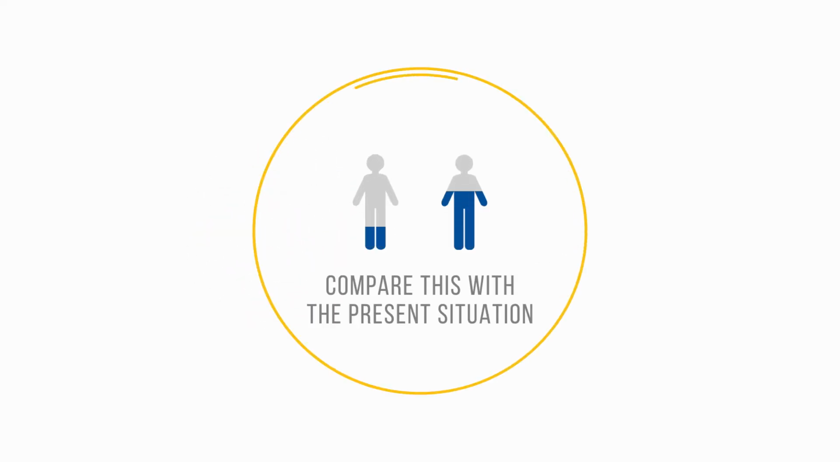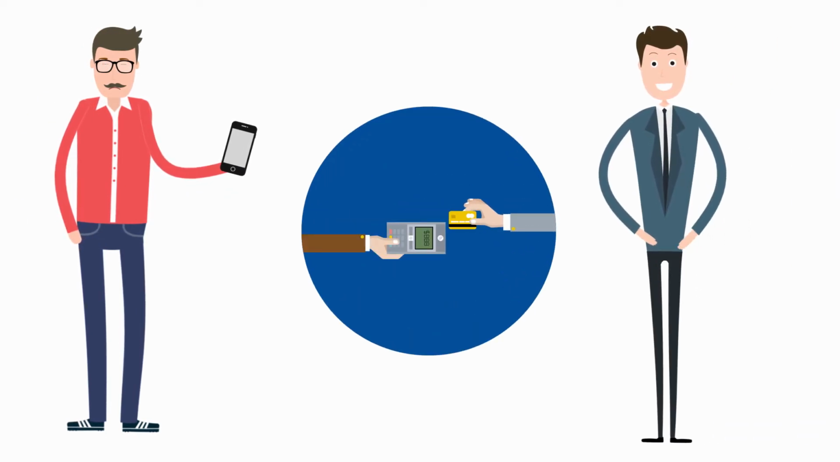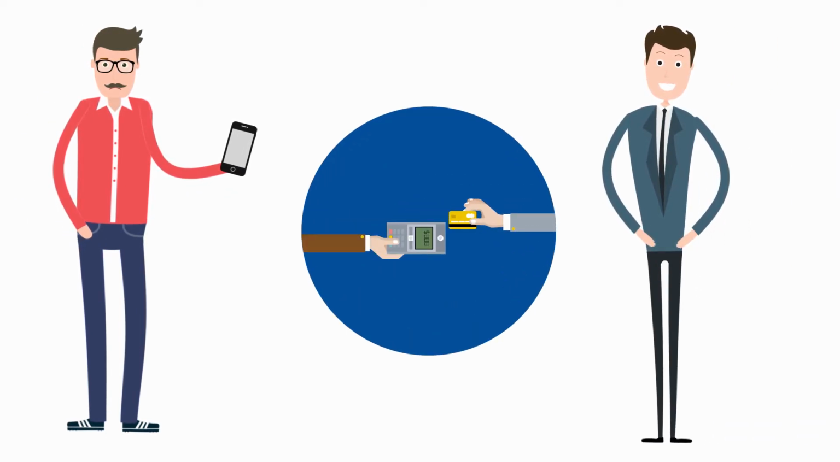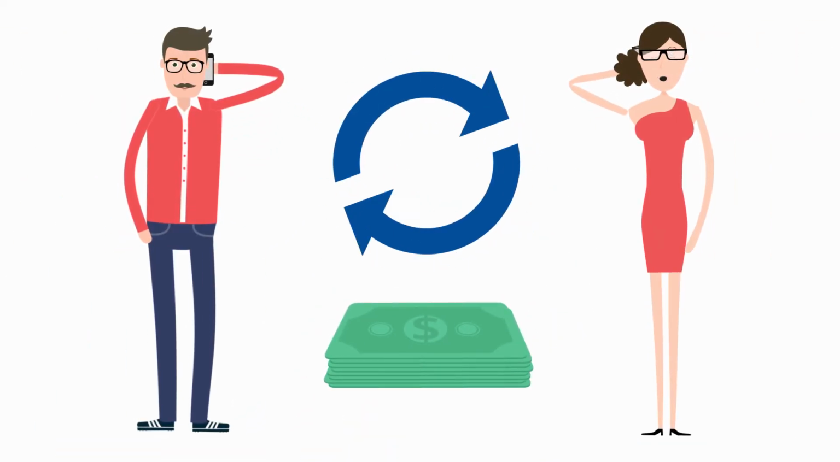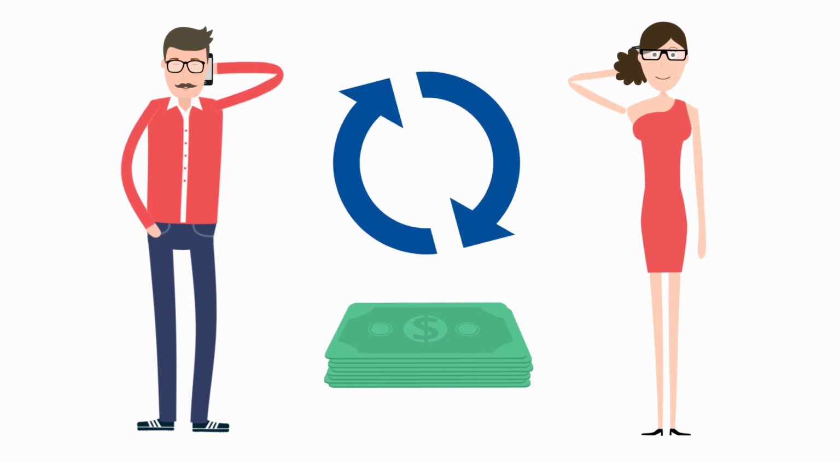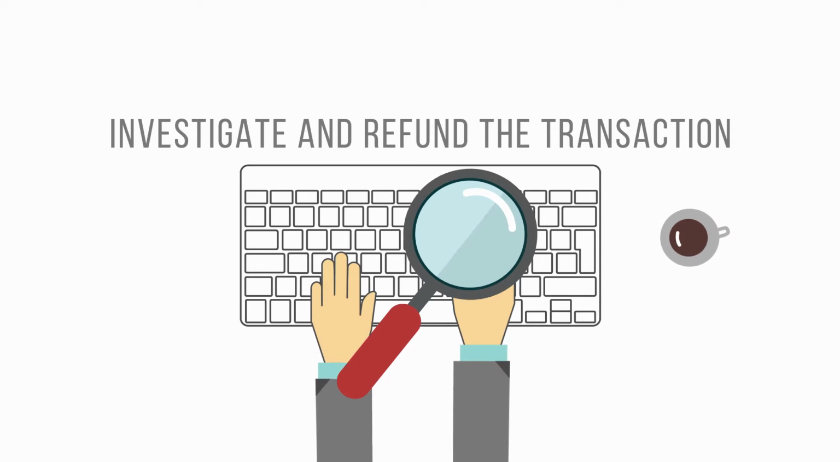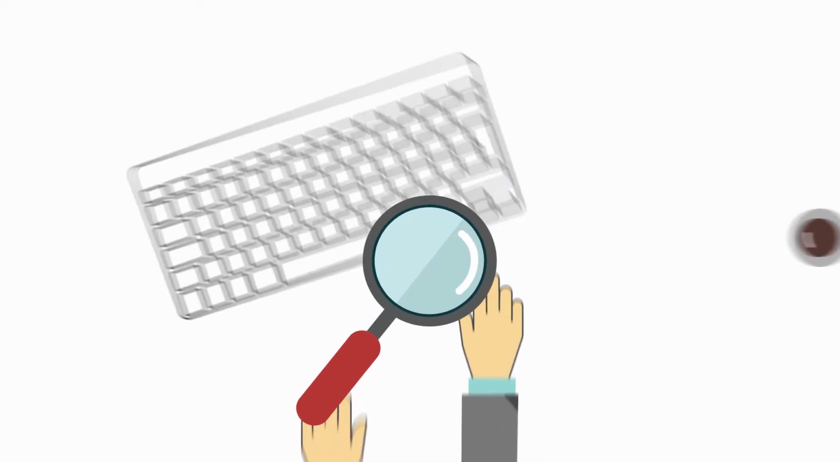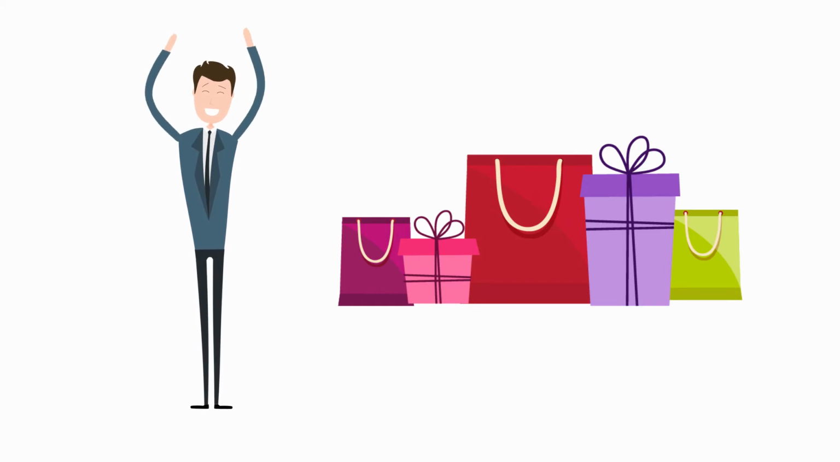Compare this with the present situation. Tom will get a notification only after Mr. Robber has successfully used Tom's card without his permission. Tom will need to call his card issuer to report this fraudulent transaction and to reverse the transaction. Then, the card issuer needs to investigate and refund the transaction at the card issuer's cost, while Mr. Robber enjoys the items he purchased with Tom's card.